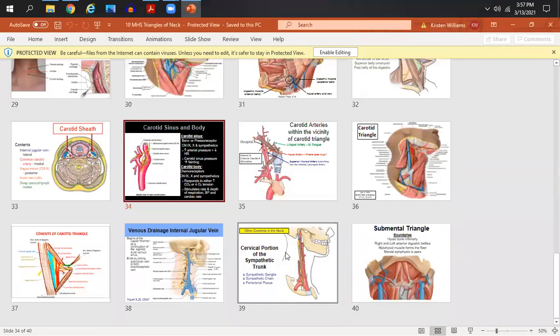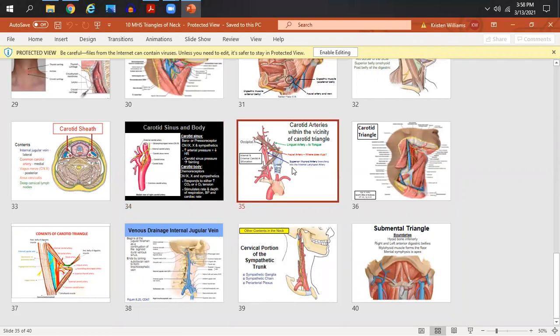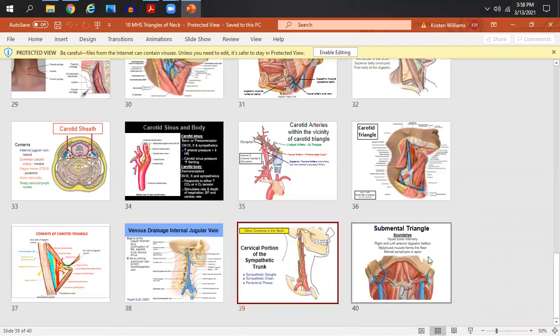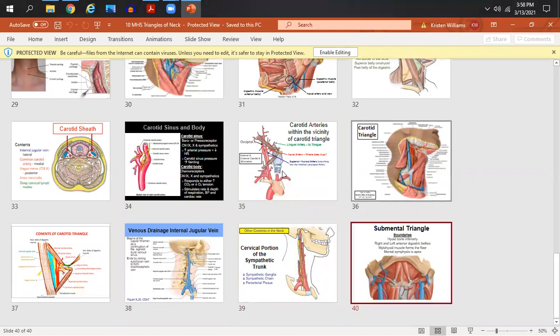What didn't we get to? Carotid arteries within the vicinity of the carotid triangle. Oh yeah, the branches of your external carotid artery. Yeah, it's a bunch. The contents of your carotid triangle, venous drainage, cervical portion of the sympathetic trunk, and the submental triangle. Okay, I think you guys are going to be okay to review these on your own.